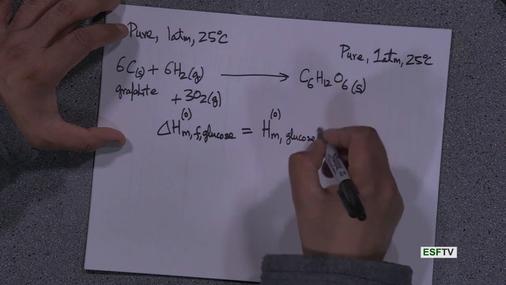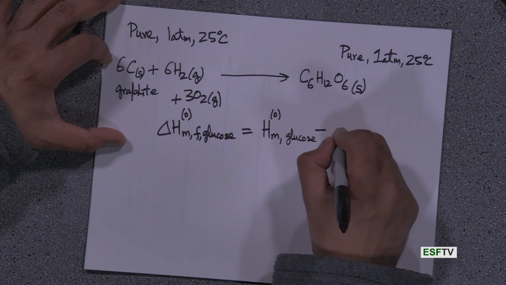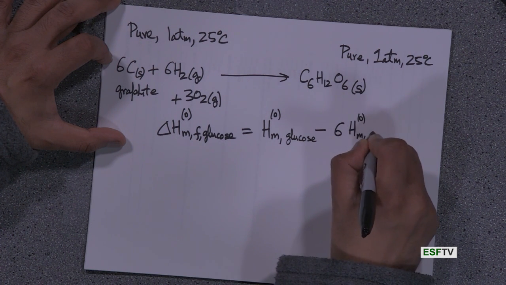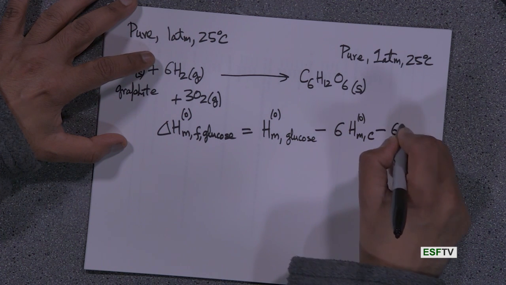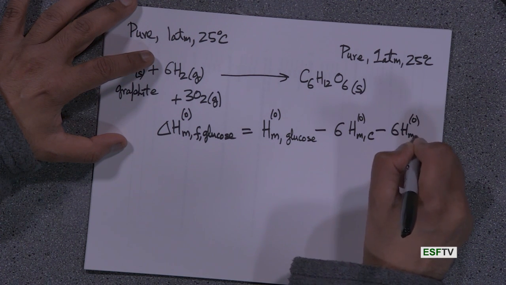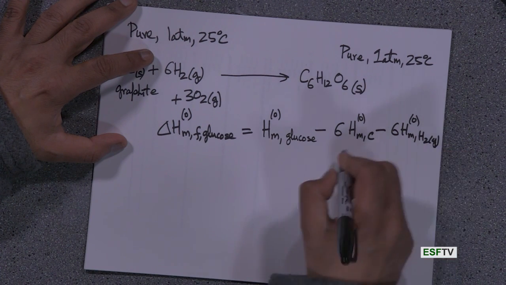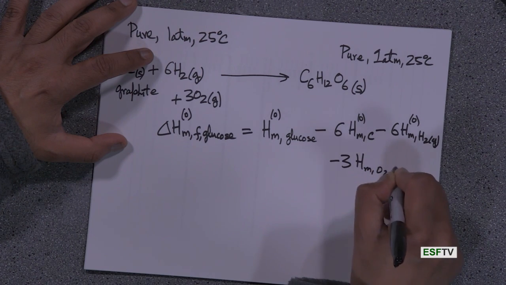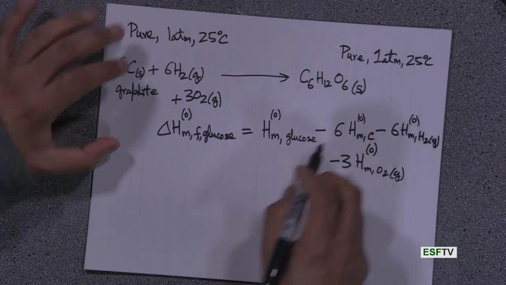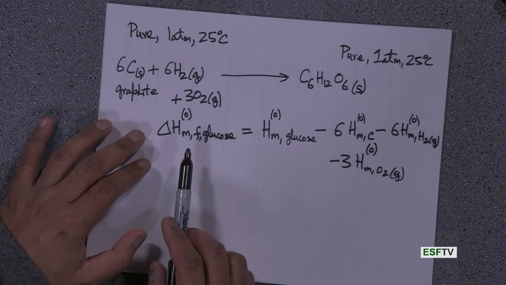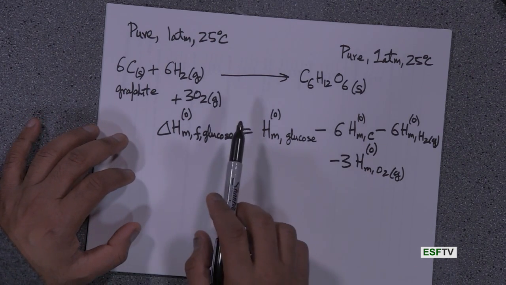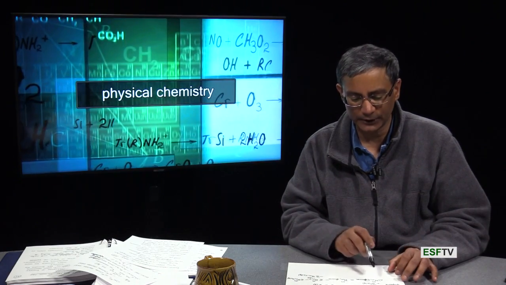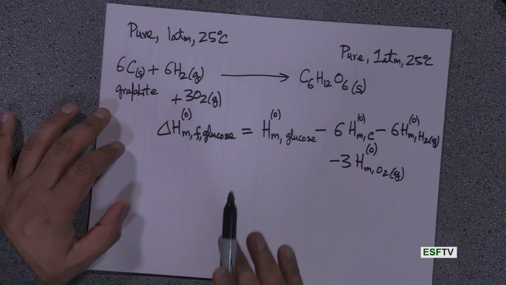of glucose, the absolute enthalpy, that's the enthalpy of this, minus 6 times the enthalpy per mole for carbon, minus 6 times the enthalpy per mole for hydrogen gas, minus 3 times the enthalpy per mole for oxygen gas. So these are the standard enthalpies of formation for compounds and how they are defined. These are tabulated, or there exist very large tabulations of standard enthalpies of formation for different molecules.